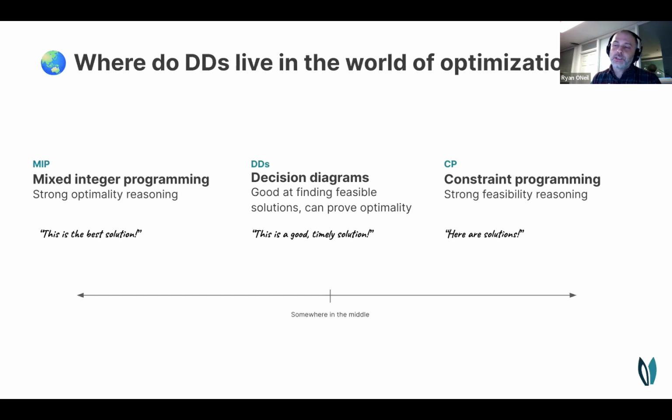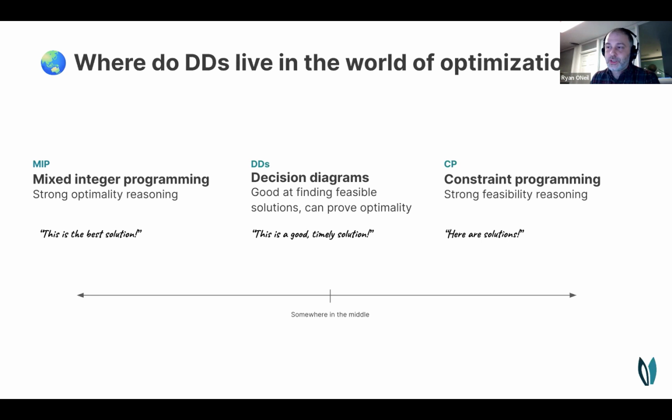I see decision diagrams from my own experience as sort of solving this middle ground between something like mixed integer programming, which has very strong dual bounding or optimality reasoning capabilities because of its built-in linear programming relaxation, and constraint programming, which is very good at solution generation very quickly. So if you've used a MIP solver, you may have noticed sometimes it spends a little time trying to add cuts at the root node of your search tree and generate really, really good bounds.